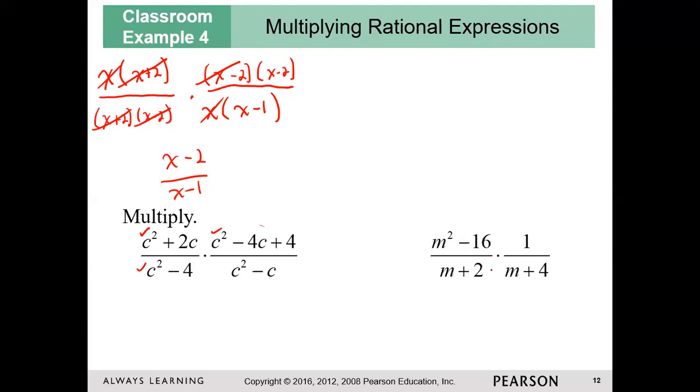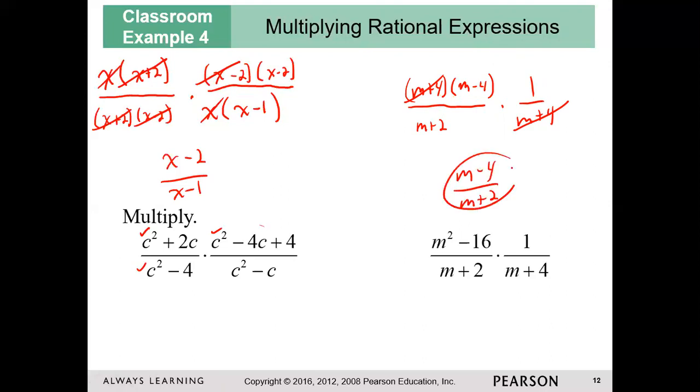Okay, so let's go ahead and take a look at this one. So this will be m plus 4 and m minus 4, because that is a difference of 2 squares. This is going to be m plus 2 times 1 over m plus 4. So this time there wasn't a whole lot that we could cancel, but we've got something. So we've got this m plus 4 cancels with that m plus 4, and we're left with just this lonely m minus 4 over this m plus 2, and we're done.